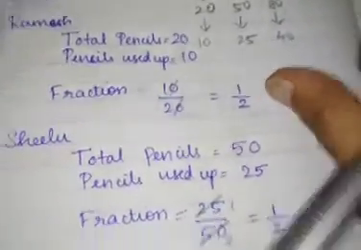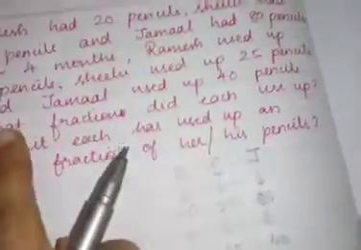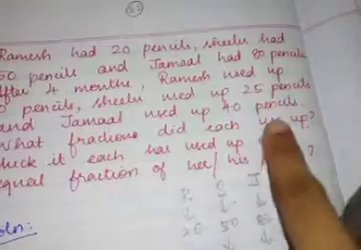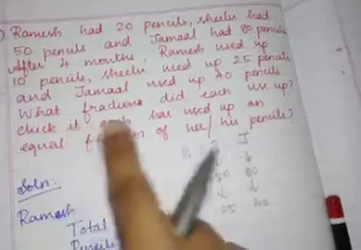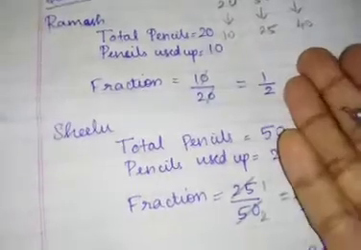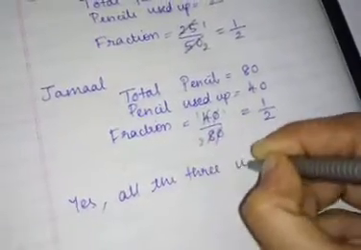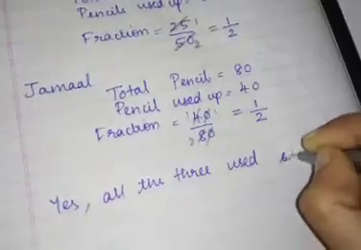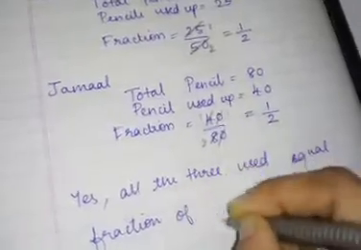So in this we got the simplest form as 1 by 2. Here also 1 by 2. Here also 1 by 2. So first, based upon the question, what fraction did each use up? Each of these fractions I have got. Next question: check it, each has used up an equal fraction. Yes, of course, because here also 1 by 2, here also 1 by 2, here also 1 by 2. So what are you saying? Yes, all the three used equal fraction of pencils.